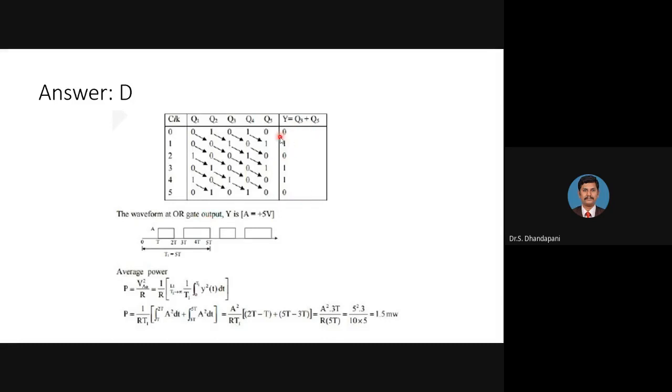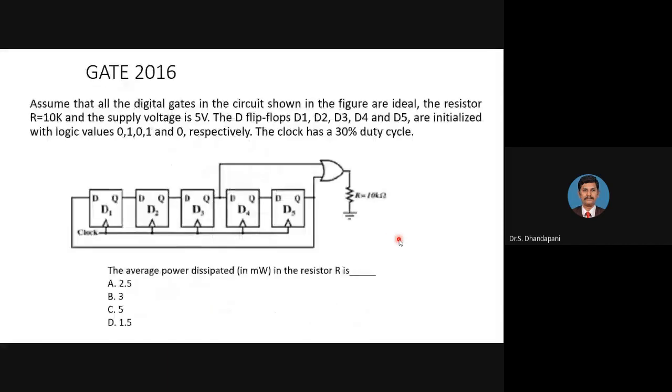So the output waveform is drawn. During clock 0, the output is 0. During clock 1, the output is 1. In clock 2, the output is 0. In clocks 3 and 4, the output is 1. In clock 5, it is 0. And the pattern will repeat. So the first step is to find the value of output Y and then draw it as a waveform, because we want to calculate the average power dissipated in the resistor.